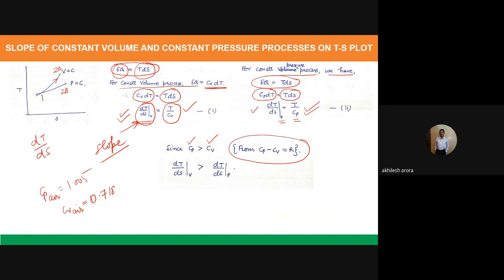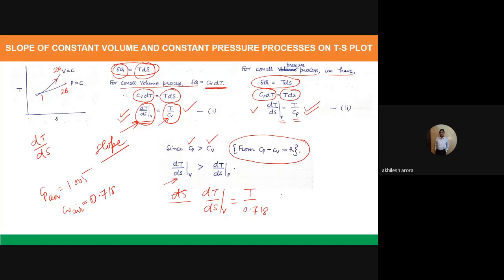So once again you can see it here. This is the value of the slope of the constant volume and it is given by T by Cv. If we consider that the temperature is constant in both the cases, then if I calculate the value of dT by dS at constant volume, it will be given by T by 0.718.